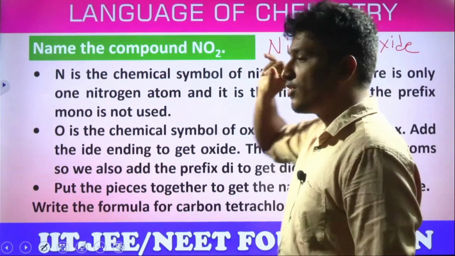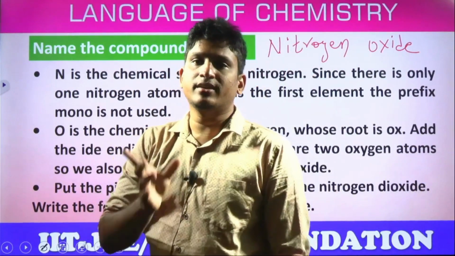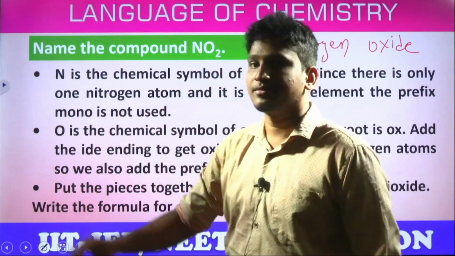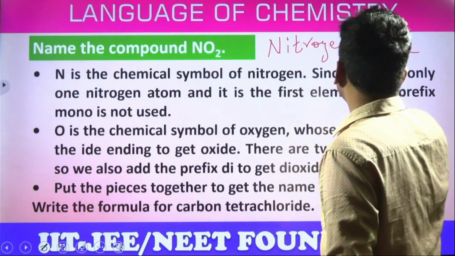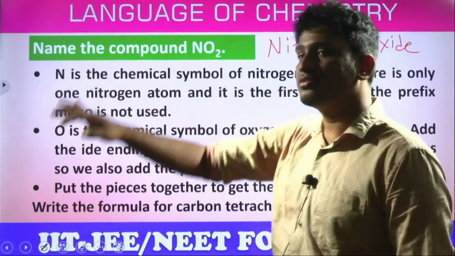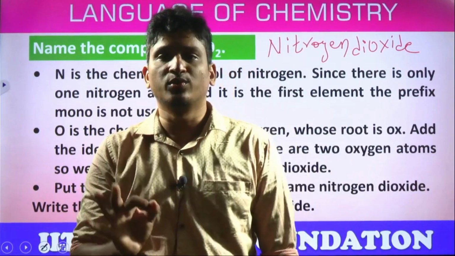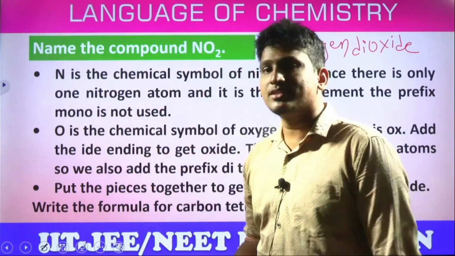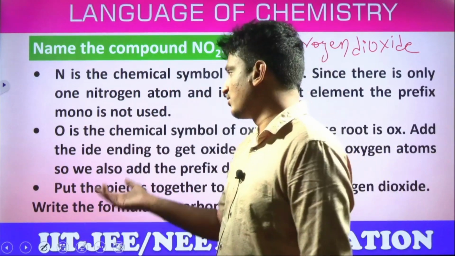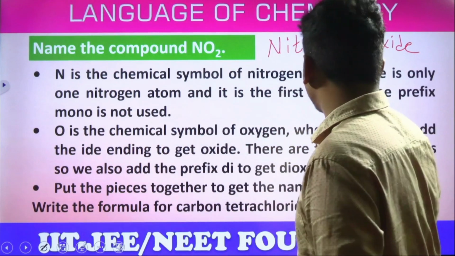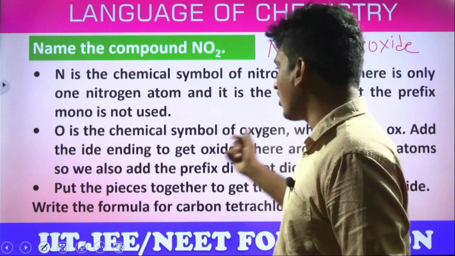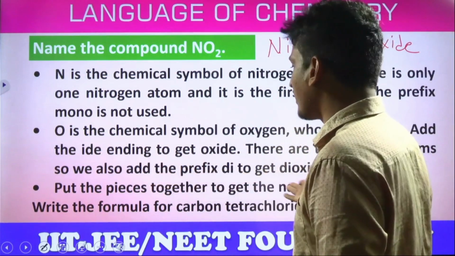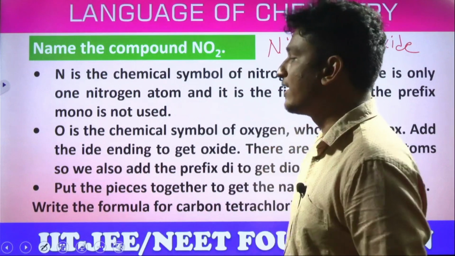What is the principal difference between type 1, type 2 and type 3? Prefixes. How many oxygens are there? Two. So you have to mention dioxide. Nitrogen dioxide is NO2. That is the difference. And this is a molecular compound. Nitrogen is a non-metal. Oxygen is a non-metal. Got the clarity, students? O is the chemical symbol of oxygen, where the root is ox and the ending is ide. There are two oxygen atoms, so we add the prefix di to get dioxide.